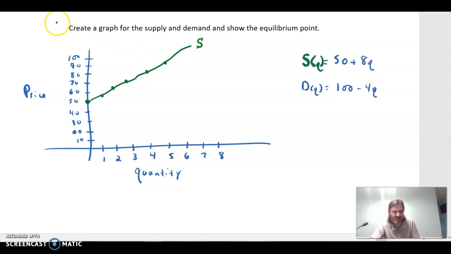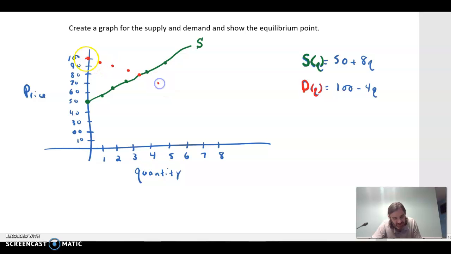And then my demand, let's make it a different color. Let's make it red here. It starts at 100 and goes down by 4. So it should be about 96 when I hit 1, about 92 when I hit 2, 88 when I hit 3. And now we're going to cross over.